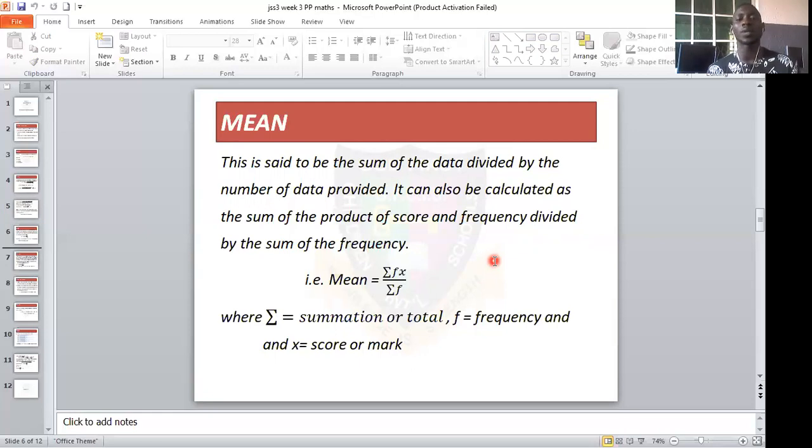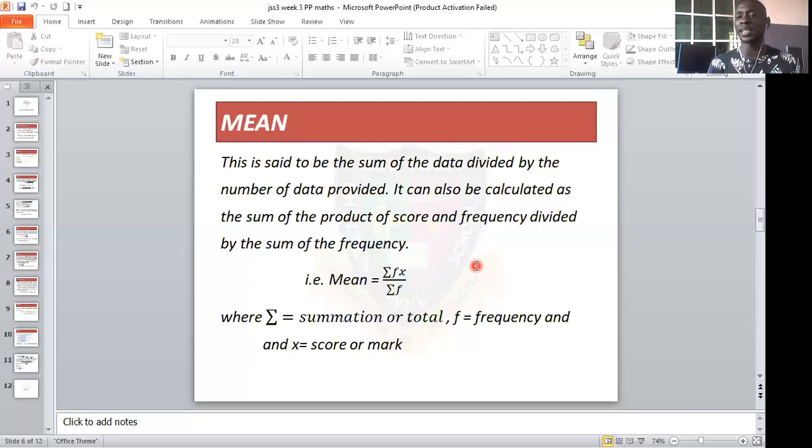It can also be calculated as the sum of the product of score and frequency divided by the sum of frequency. That is the mean, when a frequency is given. Probably we have a set of objects: table is 3, chair is 5, basket is 13. The numbers are the frequency of the object, the numbers of the object.